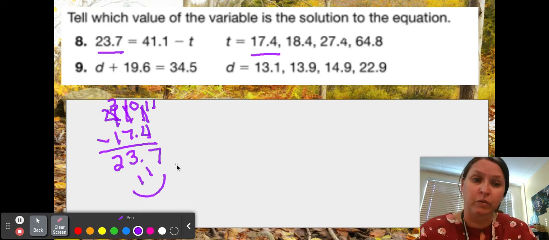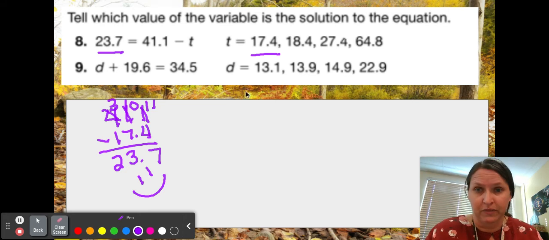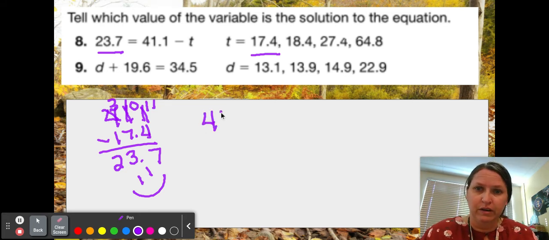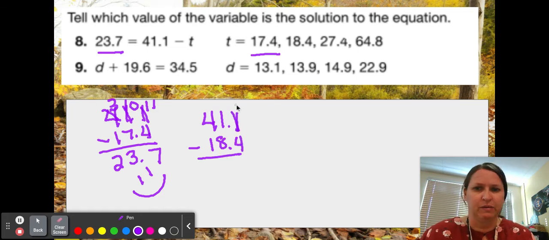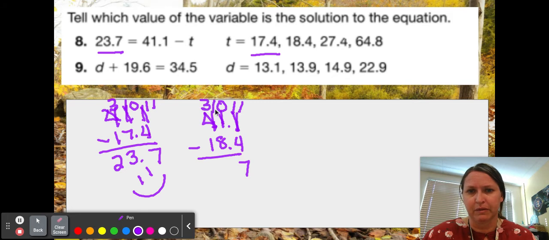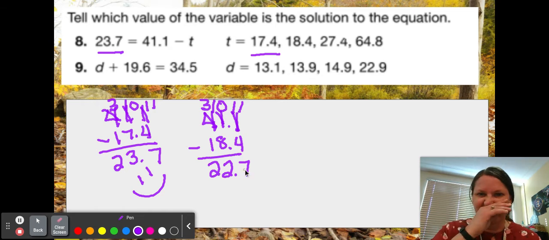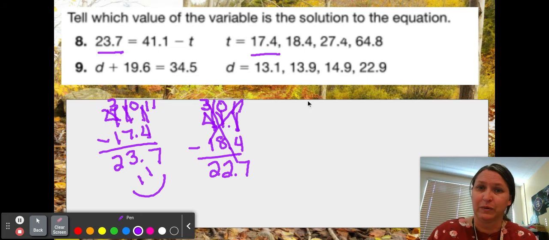Just to show you that the other ones do not work, I am going to subtract them. So I'm going to do 41.1 minus 18.4. I can't do 1 minus 4, so I've got to borrow, and my 1 becomes a 0. 11 minus 4 is 7. I can't do 0 minus 8. I have to borrow from my 4. It becomes a 3, and my 0 becomes a 10. 10 minus 8 is 2, and 3 minus 1 is 2. 22.7. Is that the answer I'm looking for? Nope, it is not. That doesn't work.